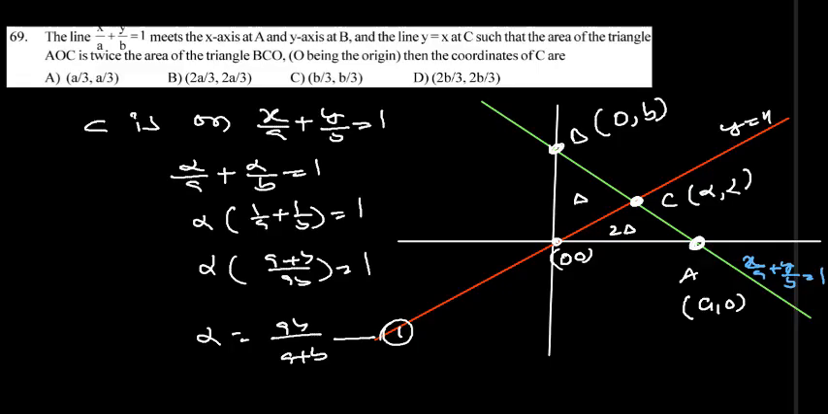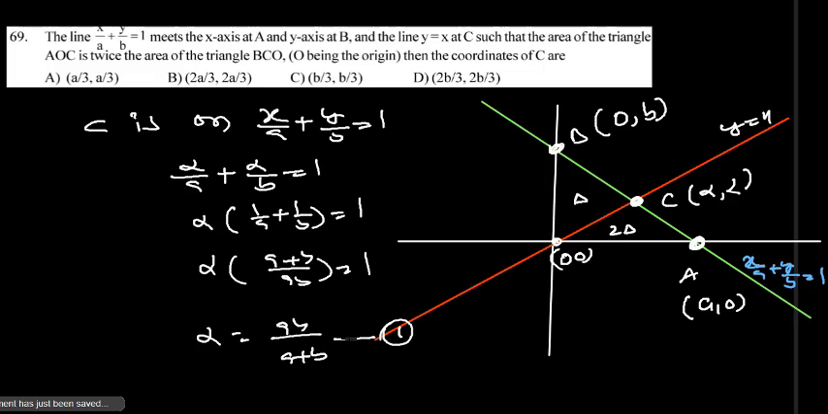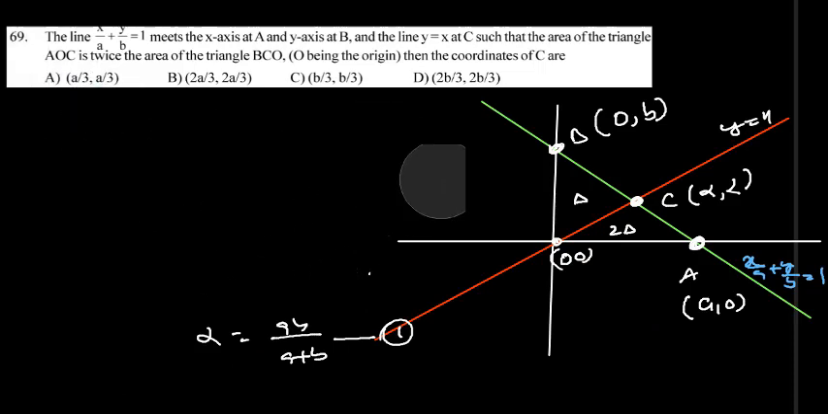Okay, so what is given in the problem? It is not mentioned about A and B. I can assume that A and B are in the first quadrant. So I can directly say that A equals 2B, or A equal to minus 2B, no problem. So I will substitute this A value here, so I will get the answer for C. That I will write.